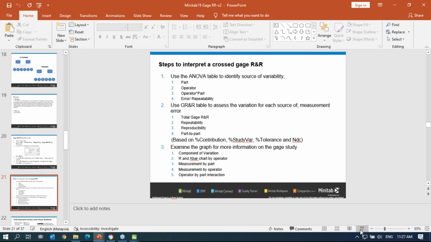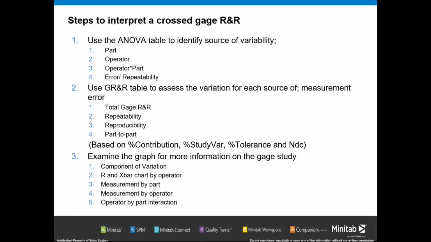I think this one is the best for those who are new to Gage R&R. Inside the ANOVA table we identify the sources of variation: the part, the operator, the operator-by-part interaction, and the error. In the Gage R&R table, you can get the total Gage R&R, the repeatability, the reproducibility, and the part-to-part variation. You can get the percentage contribution, percentage study variation, percentage tolerance, and NDC. In the graphs, you get the components of variation, the R and X-bar charts, measurement by part, measurement by operator, and operator-by-part interaction. This is a lot of output, but it helps you make the best decision.